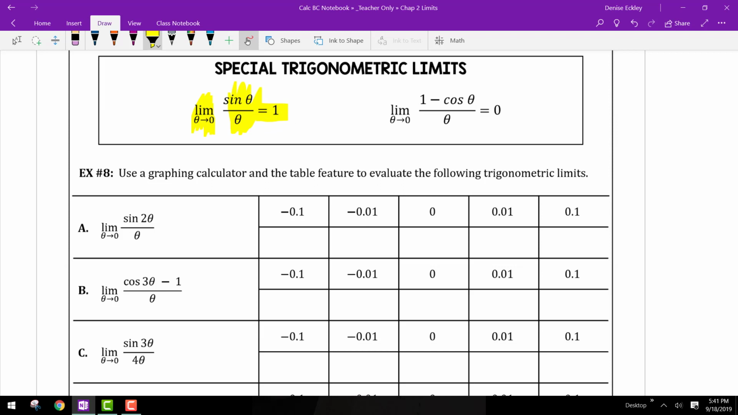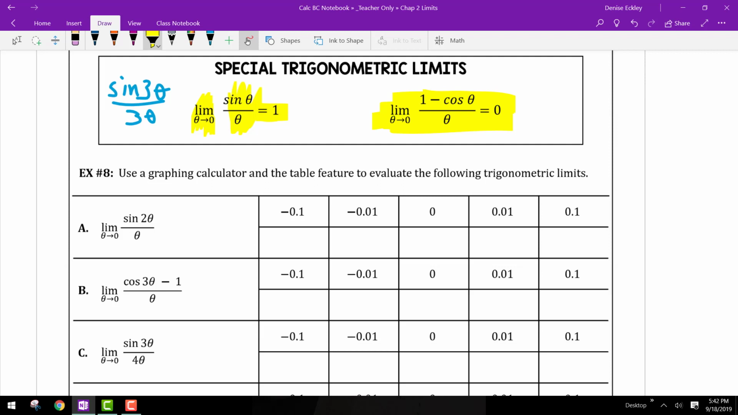And that also goes for if you have something like sine 3 theta over 3 theta, or sine 5 theta over 5 theta. And same with the cosine one. You want to make sure that the limit is going to 0, and you have 1 minus cosine theta over theta, and that's going to equal 0. These two limits you definitely need to memorize. They come about from the squeeze theorem, and they are ones you just have to know, like knowing tangent is sine over cosine, one of those kinds of things.